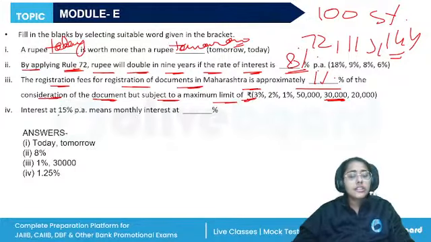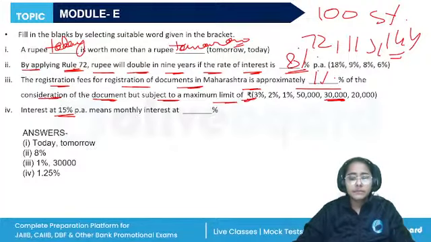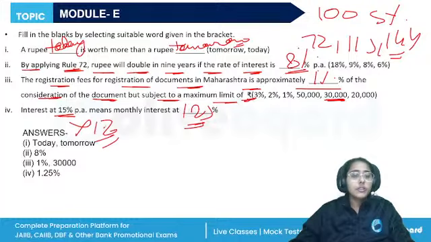And the last question, interest at 15% per annum means monthly interest at what percent? If the interest is 15% per annum, so monthly interest will be at what percent? How do we calculate the monthly interest rate? We divide it by 12, not multiply it by 12. So the correct answer will be 1.25%.